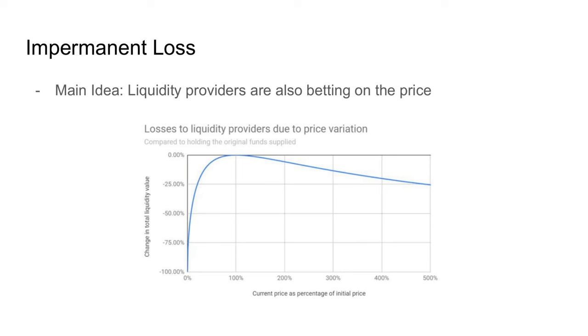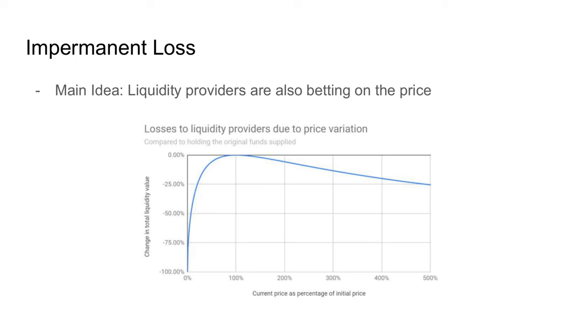So this graph over here shows the impermanent loss as a function of the change in price. You can see that the only way I do not incur impermanent loss is if the price stays exactly the same, which will be a bit relevant later. The only way I do not incur impermanent loss is if it stays the same. If it moves in any direction, I actually incur impermanent loss.